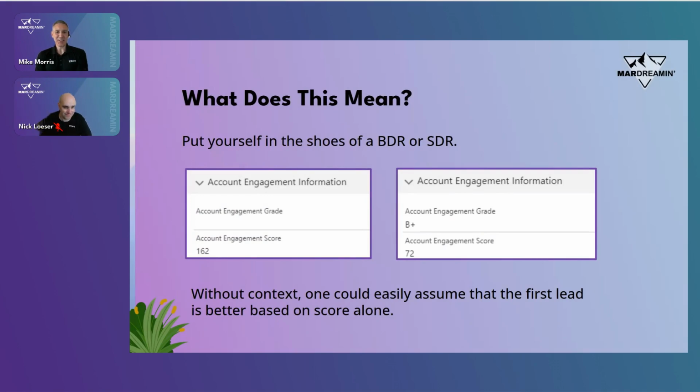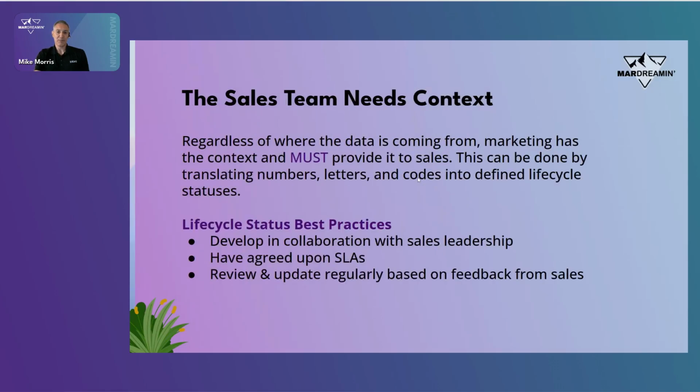All right, perfect. So getting back to the slide here. The situation is, you're an SDR or a BDR. You have this lead pop in Salesforce. You look at this, you could really easily make the assumption that the lead on the left is the better lead based on the score alone. Without knowing the context of what that grade and score mean, it's hard for someone who's not in this day-to-day like we are to actually understand what this means. So this is where lifecycle statuses come into play.